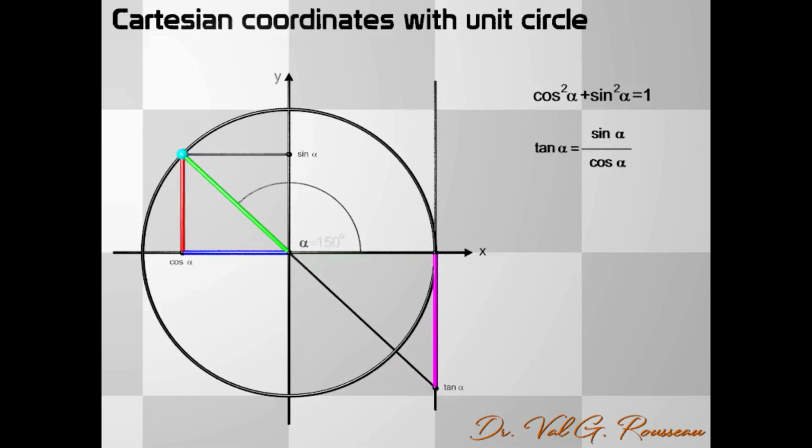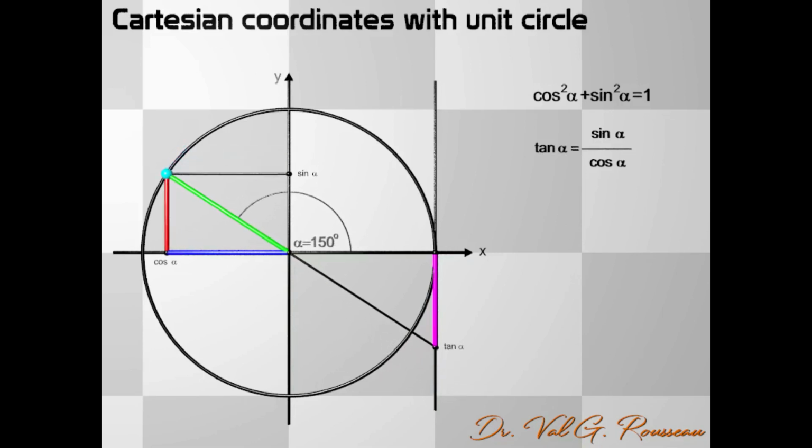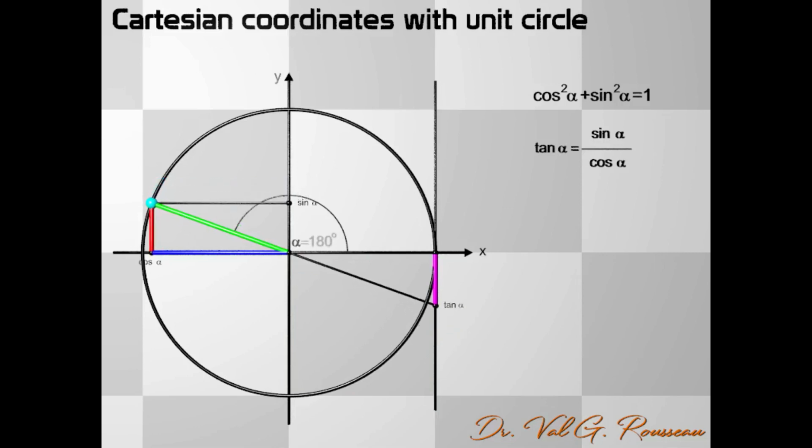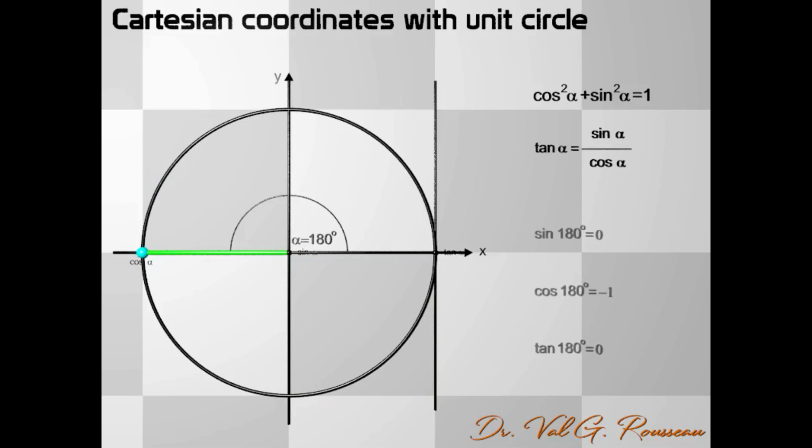For an angle of 150 degrees, you can easily find out that the sine is 1/2, the cosine is minus square root of 3/2, and the tangent is minus 1 over square root of 3. For 180 degrees, the angle is flat and the sine is 0, the cosine minus 1, and the tangent 0.